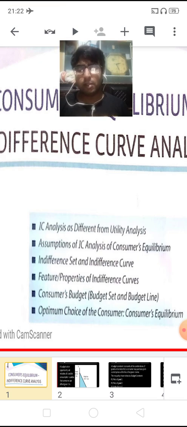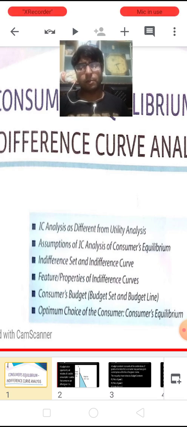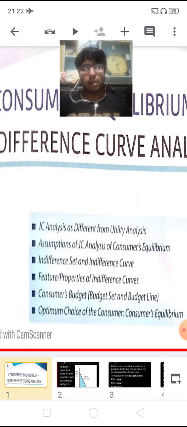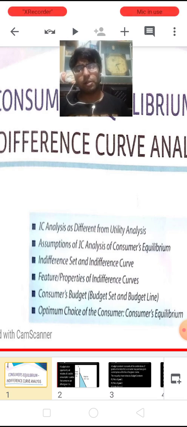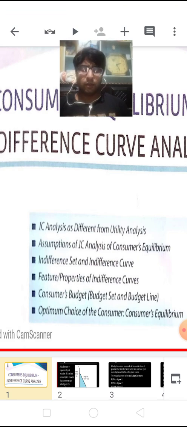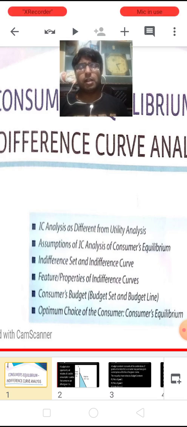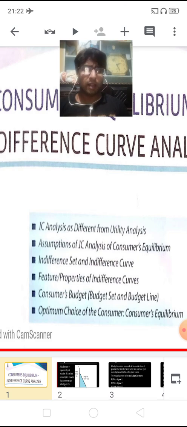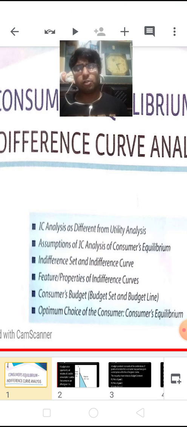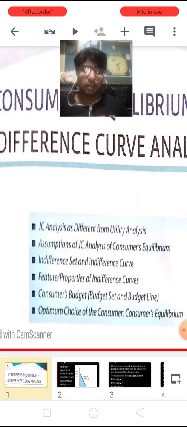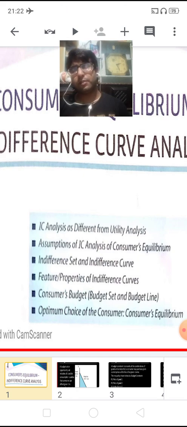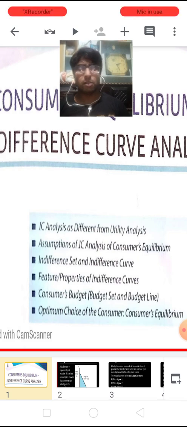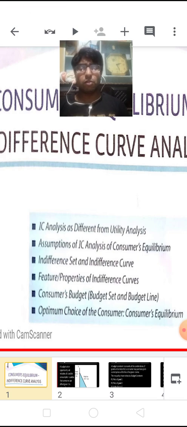And indifference set and indifference curve we have already finished, and we have also finished up the properties of an indifference curve. I have already explained to you that there are five properties of an indifference curve, which the first one is indifference curve slopes negative, and higher the indifference curve give higher level of satisfaction, and two indifference curves never intersect each other, and thereafter indifference curve neither touches x-axis nor touches y-axis. So this was the topic we have already understood in the previous two videos.